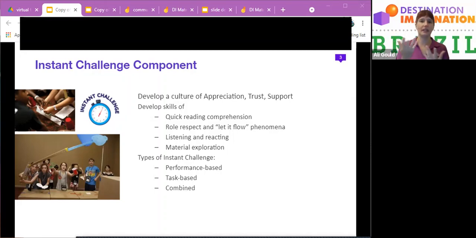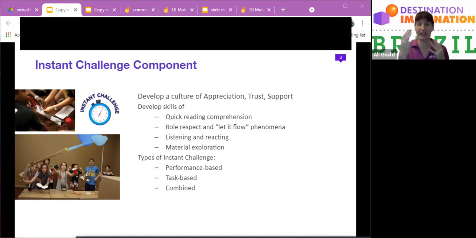There are three types of Instant Challenge. They can be performance-based, where they have to do a little play. Maybe they're going to write a song or act something out, and there are no materials used. There's task-based, where they probably have to build something with materials with a specific objective. And then there's a combined version, so you might have five materials to build a prop and then use it in a musical.